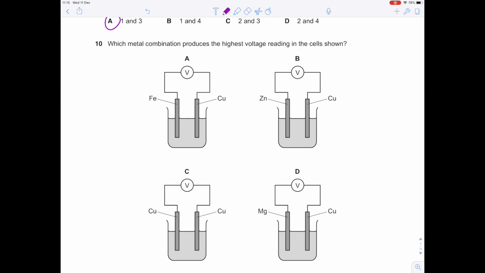Which metal combination produces the highest voltage reading in the cell shown? Your key here is knowing the reactivity series. Effectively, you want the two metals with the greatest difference in reactivity between them. So C is not the answer because you've got copper and copper. Nope. So now it's a matter of choosing between iron, zinc and magnesium. Which one is the most reactive? Well, that's magnesium, so therefore the answer here is D.